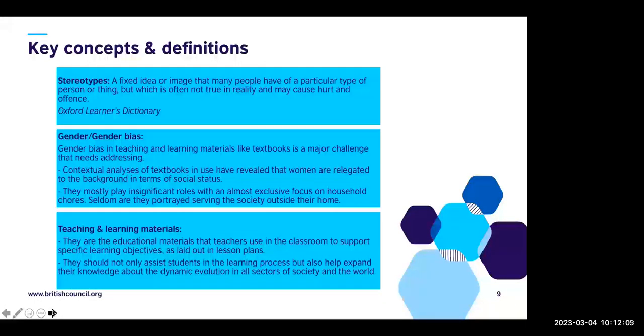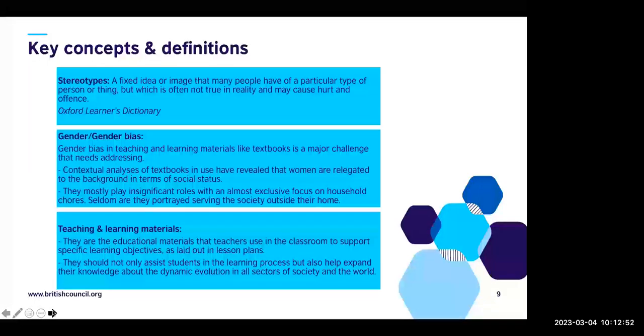Next slide, please. Now, we cannot talk about gender without really touching on these stereotypes. Okay, these are key concepts and their definitions, like stereotypes, which is a fixed idea or image that many people have of a particular type of person or thing, but which is often not true in reality and may cause harm or hurt or offense. We have gender. Gender is the characteristic of women or men or boys or girls, which are socially constructed, and they are given life through how they are represented in our textbooks.